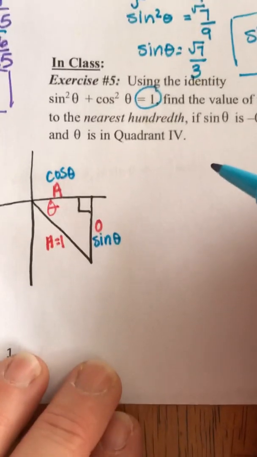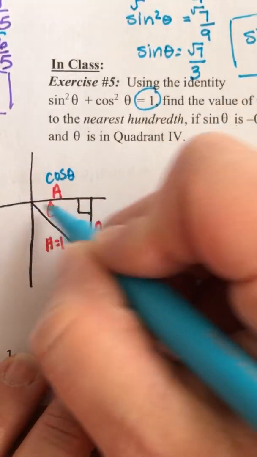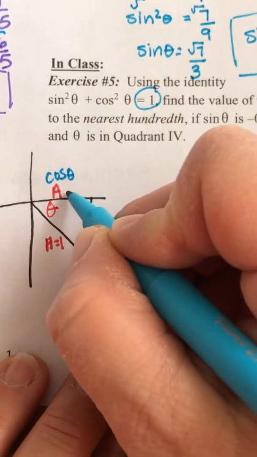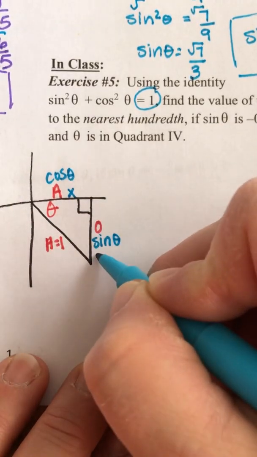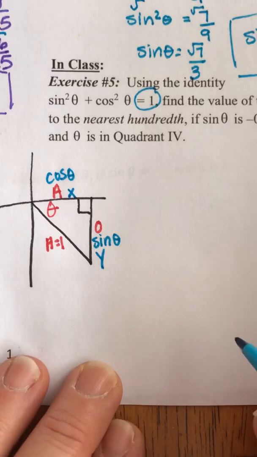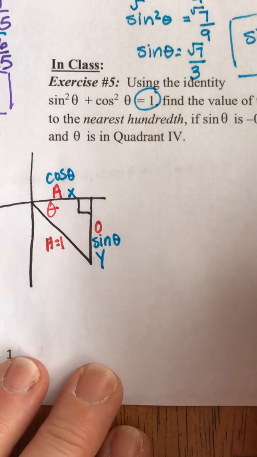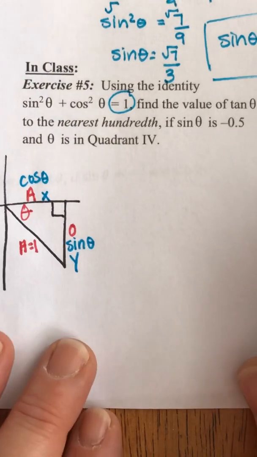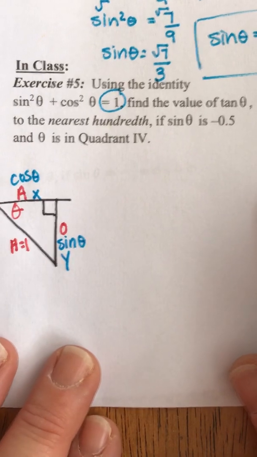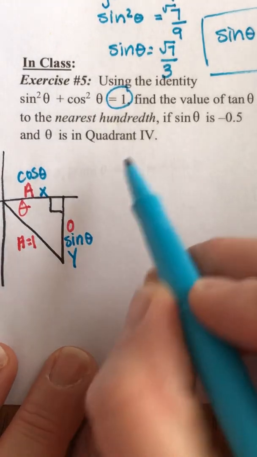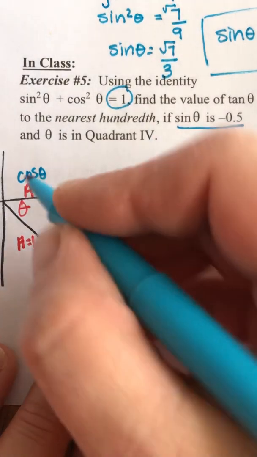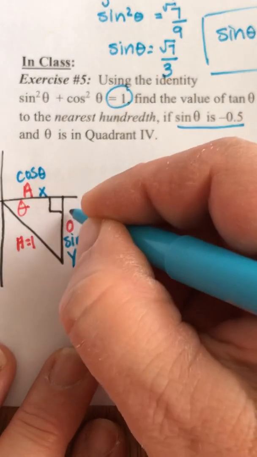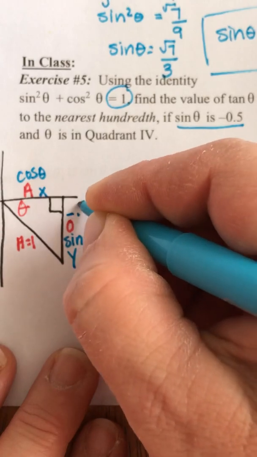All right. And this top of the triangle here travels in the X direction, so this could also be known as X. This travels up and down in the Y direction, so this could also be known as Y. Lots of information. All right, let's go figure this out. They told me that the sine is negative 0.5. So this side of my triangle here is negative 0.5.